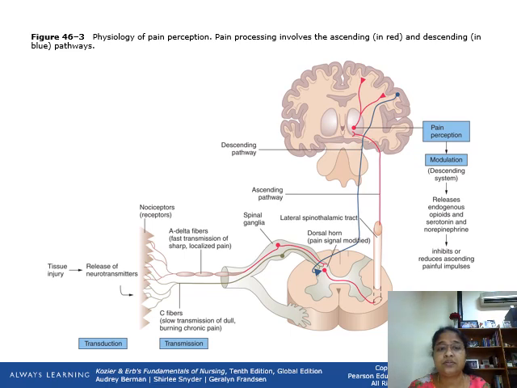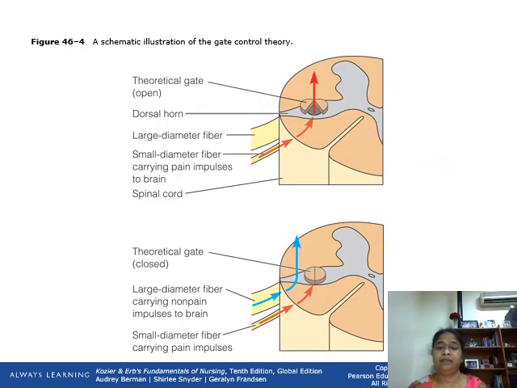Okay, that is what is called the gate control theory. Okay, what is the gate? When it is the large diameter fibers, okay, see it clearly. When large diameter fibers are going, the gate is closed. Second picture. Okay, when small diameter fibers are going, the gate is opened. Okay, so based on this, this is called gate control theory. The gate is in the spinal cord.